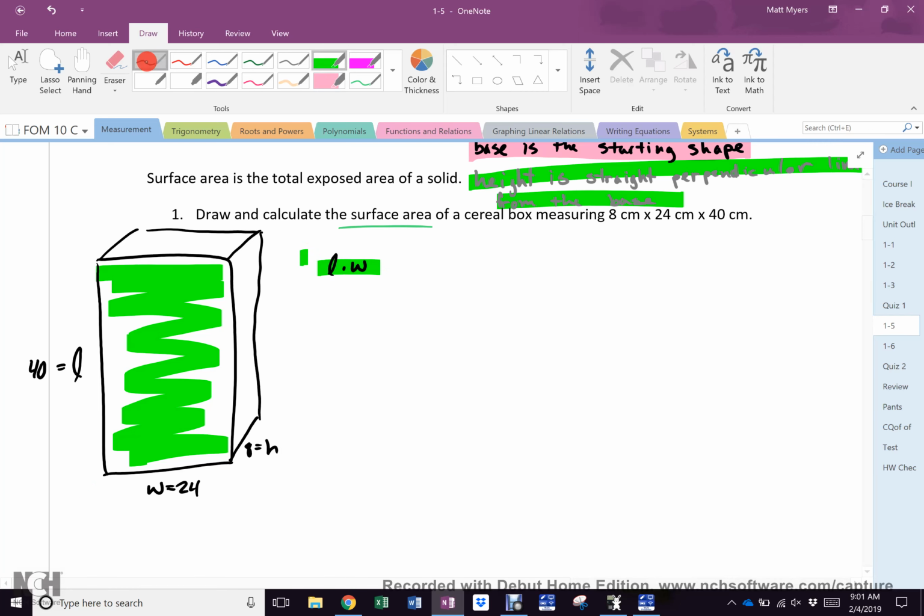So 2 times LW will get me the front and the back, won't it? Is that the whole surface area? No, I got to add more to that, don't I? So is there another rectangle on here? Where? The sides. Okay, there's the blue one. Agreed?